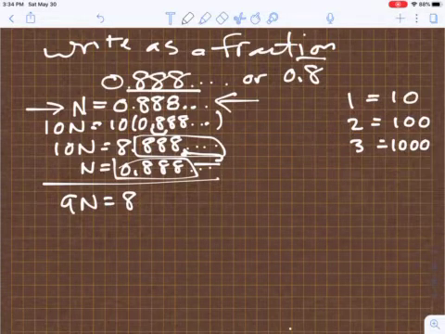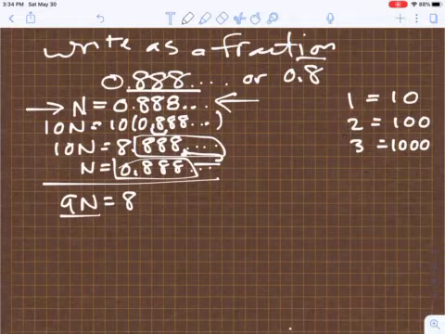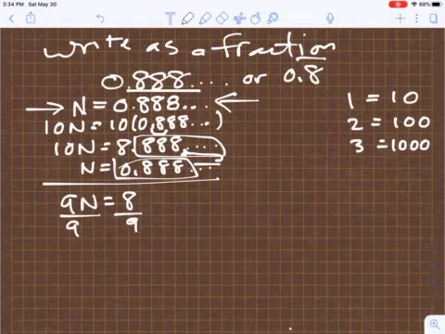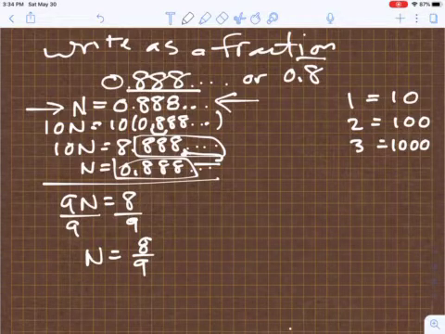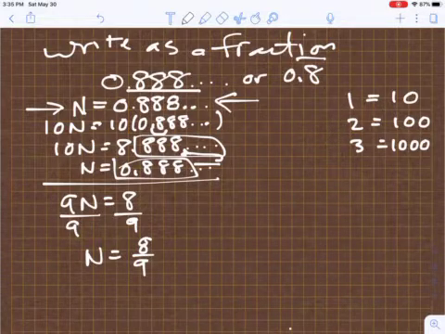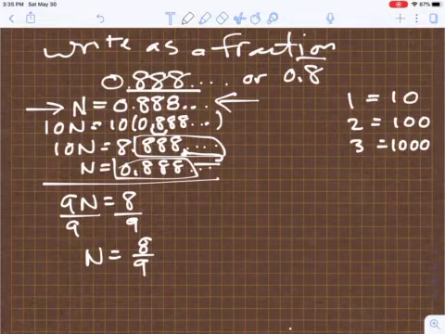So you get 9n equals 8, and then it's just a one-step equation. Divide both sides by 9, and then you get n is equal to 8/9. And that's really all there is to it. So it's pretty cool. And if you put 8/9 in a calculator, guess what? You will get 0.888 repeating. Let's try a couple more.